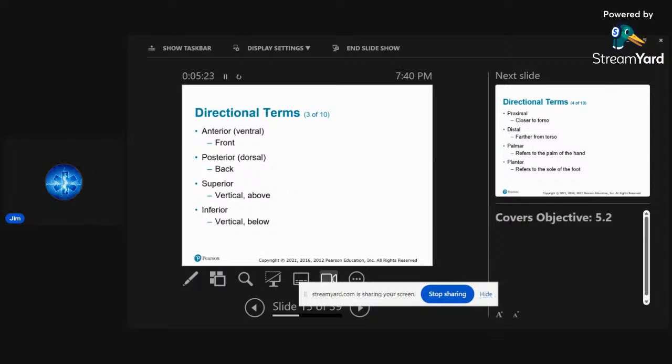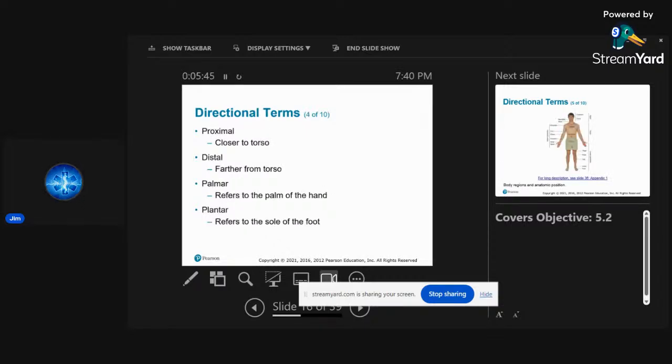Superior means above. When someone acts superior, or you're superior, that means they're above you. Inferior means below. So an inferior species would be below. When we're describing an injury, it could be superior to something, or above it, or inferior, below it.